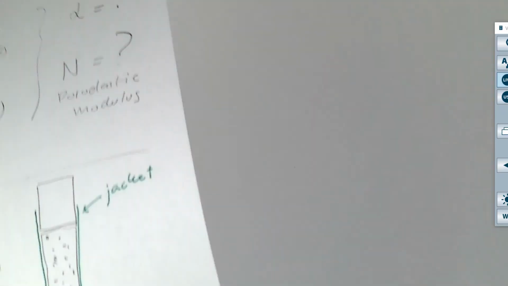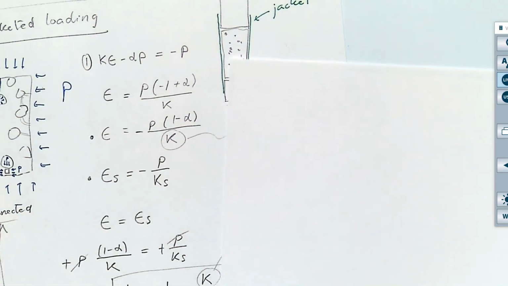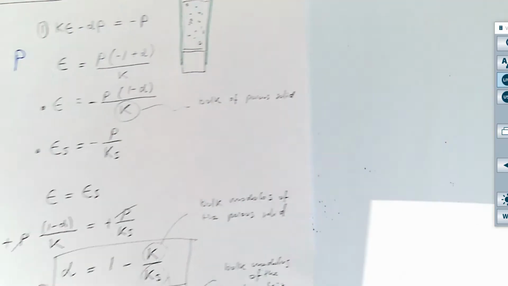All right, so yes. The question: but how do you get the bulk modulus of just a solid with no pore space?